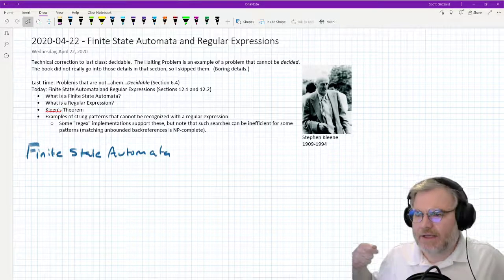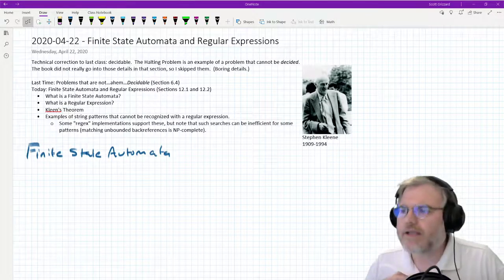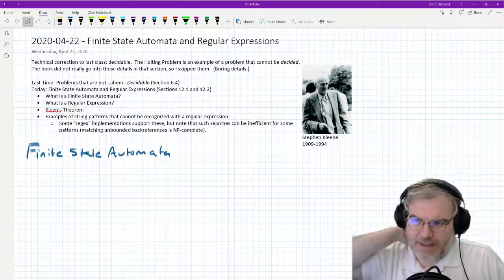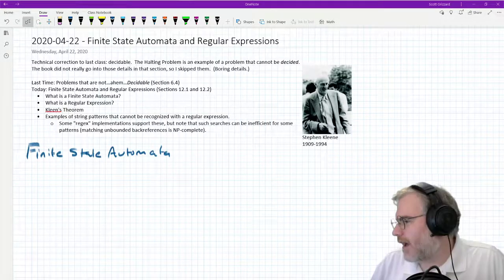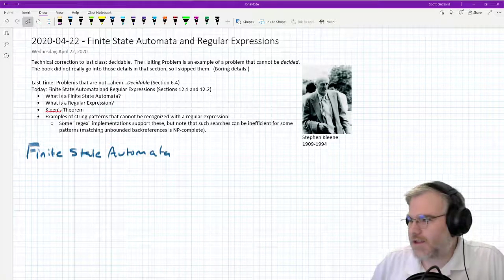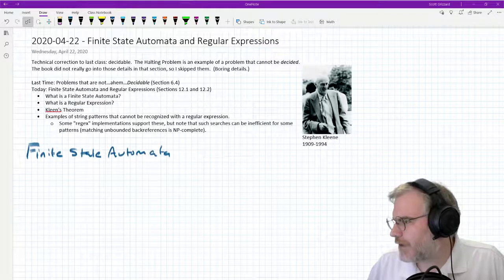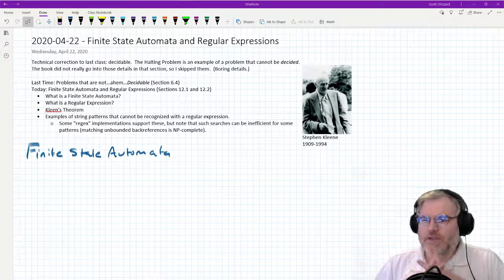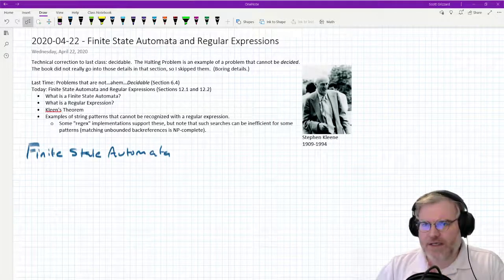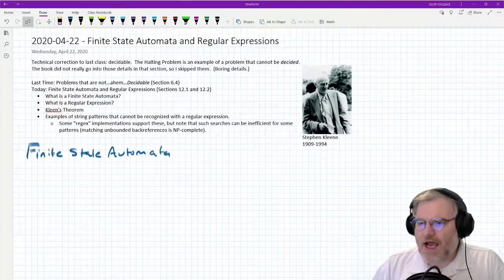Okay, so my name is Scott Grizzard. This is Discrete Math. I teach at the University of South Florida. This is Discrete Math class, remote, not online. I've been told by the dean. It's remote teaching, not online teaching. Anyway, so today is the 22nd of April, and we are going to be talking today about finite state automata and regular expressions.